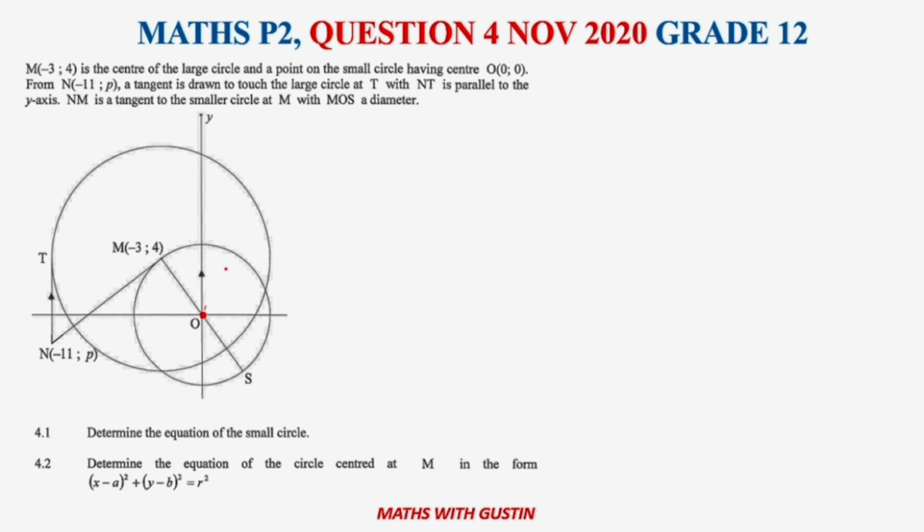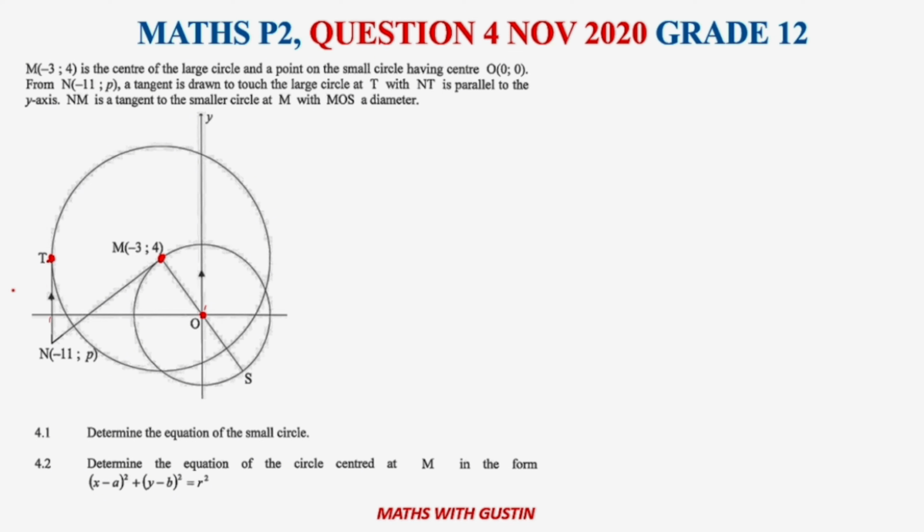Okay, let's go ahead, read our question. It says here that M, which is (-3; 4), is the center of the large circle. All right, great stuff. So this is the center of the large circle, and a point on the small circle having a center O. We already noticed that there is a center O there, and therefore from N (-11; h) to P is a tangent drawn to touch the large circle at T. Okay, it's touching the large circle here, with TN parallel to the y-axis. Okay, we see that TN is parallel to the y-axis.